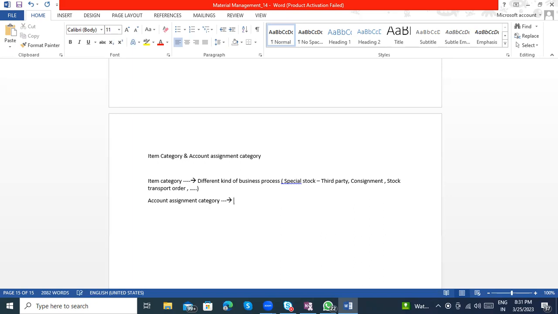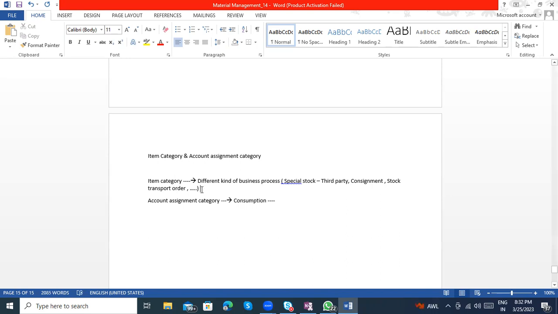When you are entering the account assignment category, you are expecting that these values should be posted to a particular GL account. Some account assignment category you are expecting, so maybe it is cost center, a project, or maybe customer orders. So this is for the consumption related. Whenever it is consumption, you will be using account assignment category.